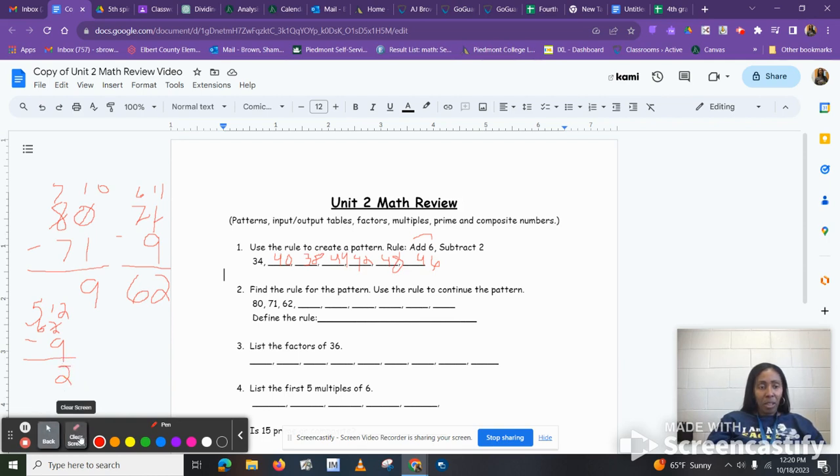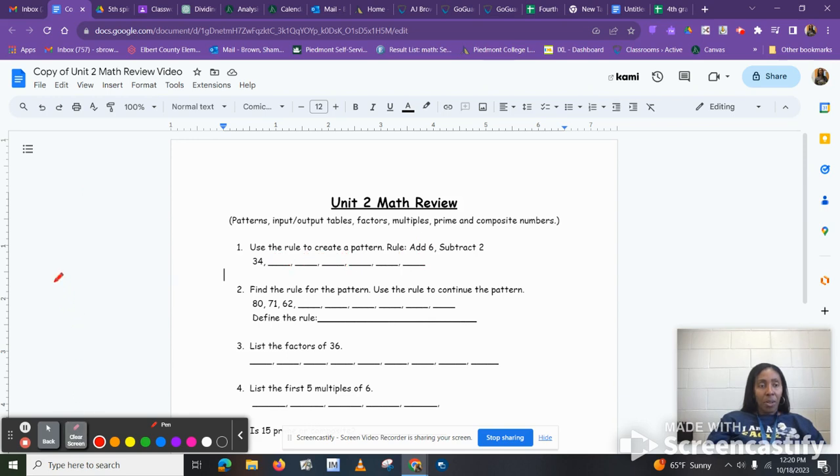I'm going to clear my screen. So, where was I? 62 minus 9. Borrow, that becomes a 5. That was a 12. 12 minus 9 is 3: 9, 10, 11, 12. So that's 3. 5 minus nothing is 5. So my next number in this pattern would be 53.